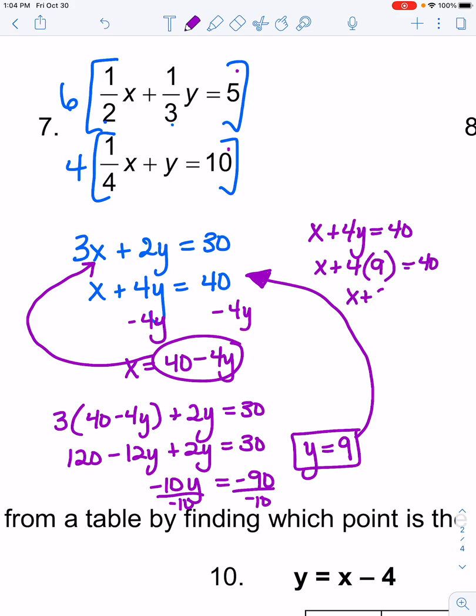So x plus 36 equals 40. I can already tell you it's going to be 4. So that problem really wasn't bad once we cleared those fractions out.